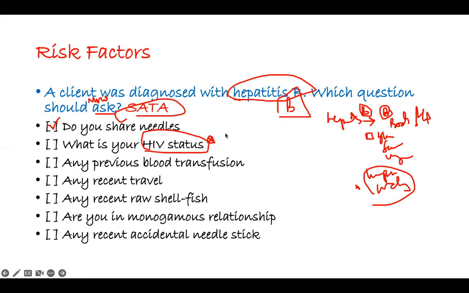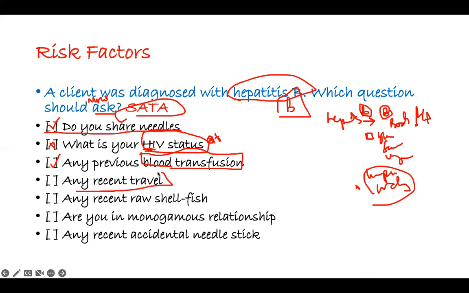Just because the patient has HIV doesn't mean they have hepatitis B. You cannot assume that because it's HIV, they get Hep B. Even though both can be transmitted through IV drug use, you cannot assume that. Blood transmission, so that is a risk factor.